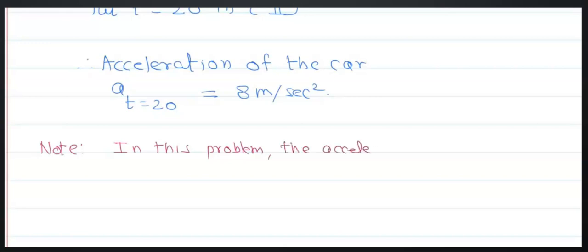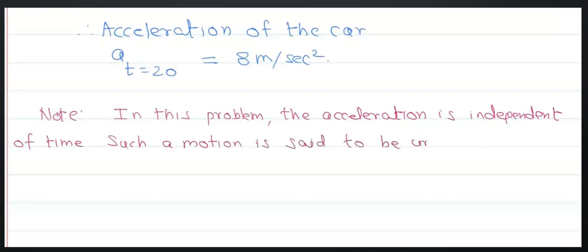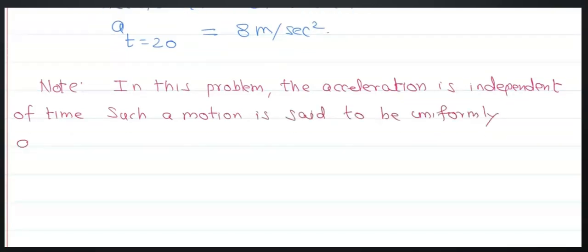Now in this problem, the acceleration is independent of the time. That is, we get directly its value, which is independent of the time. Such a motion is said to be uniformly accelerated motion. Very nice. This type of motion.